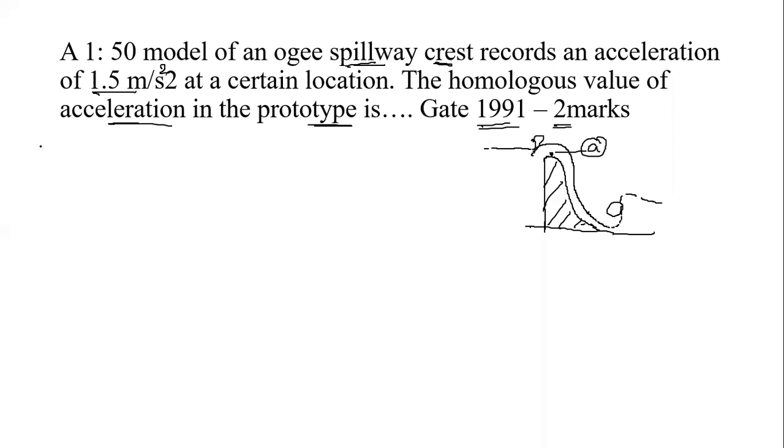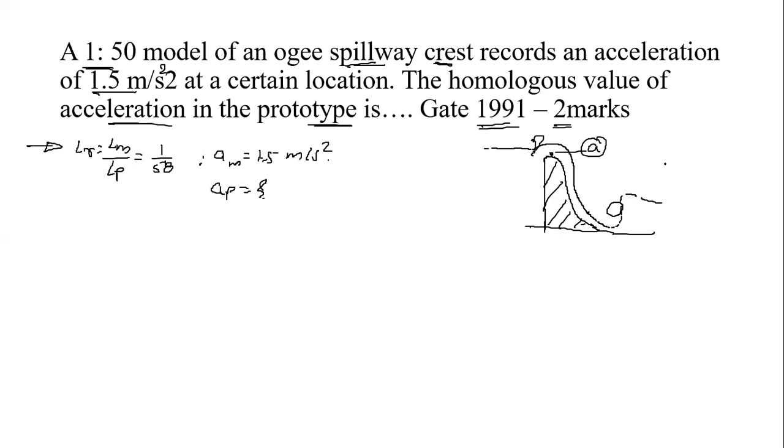I would like to go firstly for the data which is given to us. They had given firstly the scale ratio. It is the length scale ratio LM by LP equal to 1 by 50. Then the acceleration for the model they had given as 1.5 meter per second squared, and what they asked is the acceleration in the prototype at the same point.